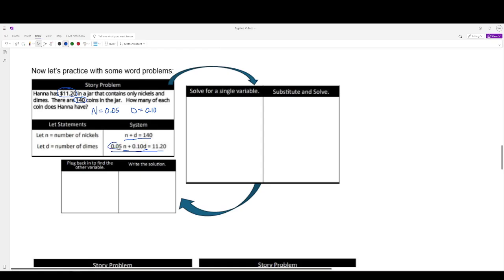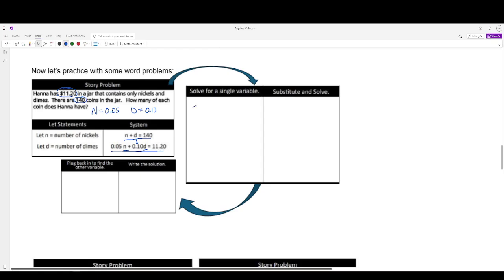This 5 cents that we bring in here represents the value of each nickel, which is why it gets multiplied by how many nickels we have. But the n itself and the d represent the exact same thing in both equations, which is how many coins there are. So solving for a single one, I think the easiest thing would be to isolate n or d in this first equation. I'm going to choose to isolate d because then I'm plugging into this one that I'm multiplying by 0.1, which seems nicer than 0.05.